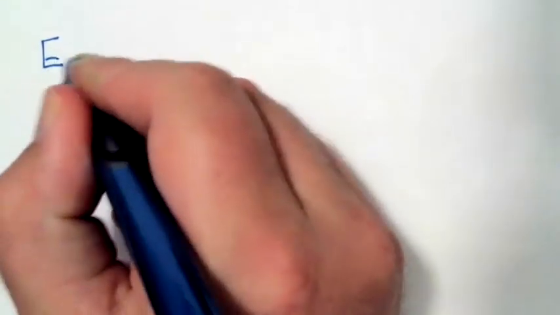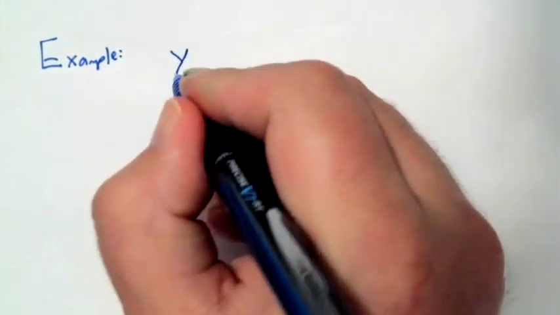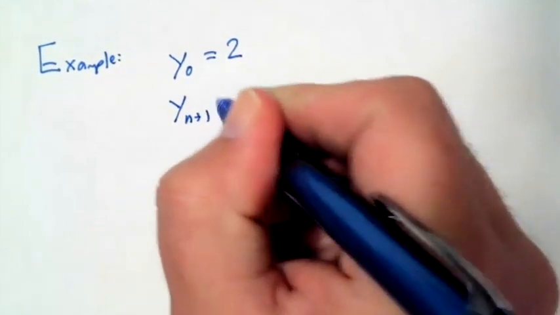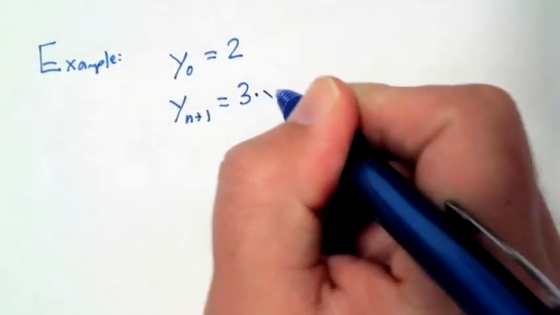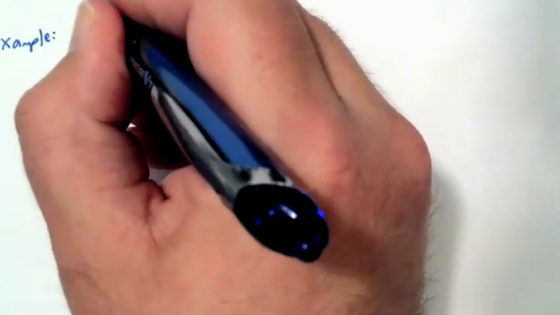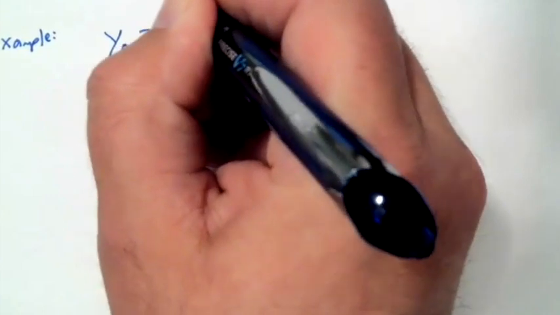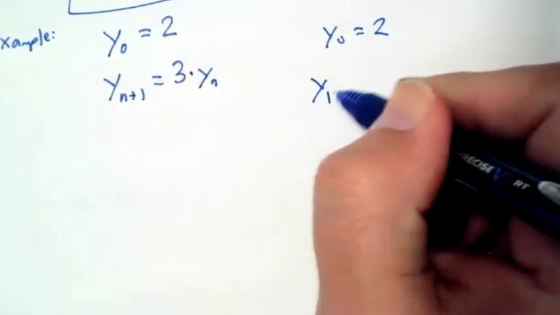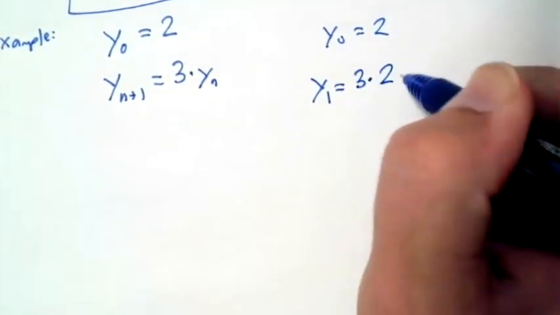Another example that you might see for a recurrence relation is something like y sub 0 is equal to 2 and y sub n plus 1 is equal to 3 times y sub n. And so we could look at the same situation where we're generating terms, and this is the recurrence relation form. And we can see if we can recognize what the closed form expression would be. So y sub 0 is 2, that's given. Y sub 1 is equal to 3 times 2, which is 6.